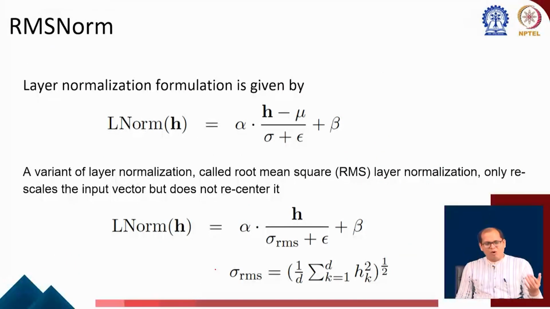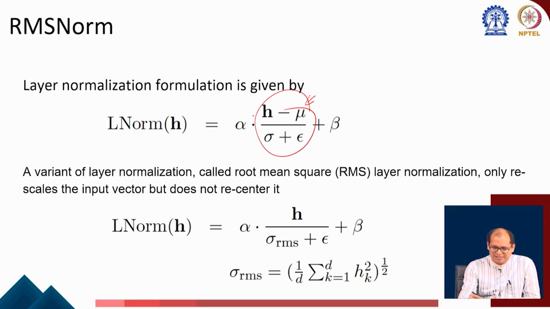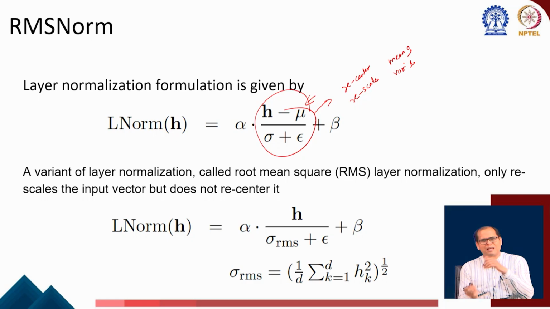Now, what is RMSNorm that we talked about? When we do layer normalization, this is the formulation. First of all, we have to center it to mean 0 and variance 1. This is the centering and scaling: recenter and rescale to mean 0, variance 1. Then you have some learnable mean and variance, so I accordingly shift and scale back. This is the layer norm.